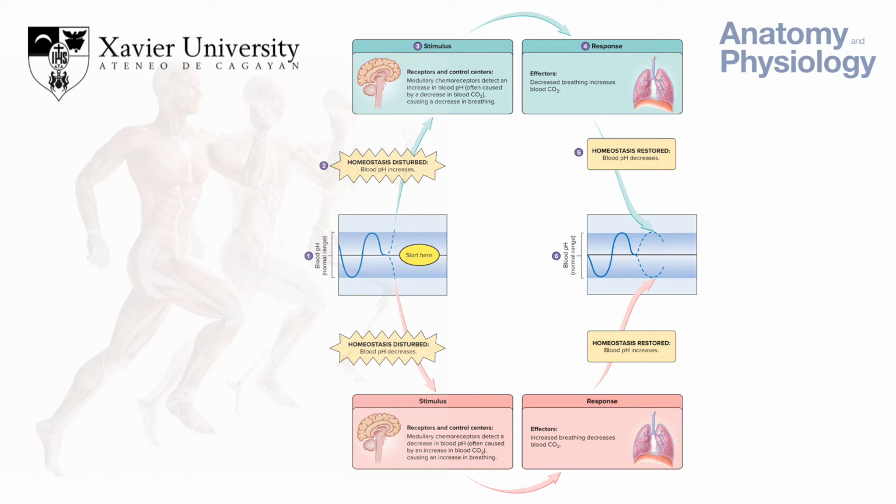While for number 4, the effectors, the diaphragm and other respiratory muscles, respond by slowing their contraction rate, which lowers the rate of breathing. Then in number 5, as a result, more carbon dioxide is retained, which causes pH to drop, so the blood becomes more acidic. And number 6, blood pH returns to its normal range and homeostasis is maintained. Observe the responses to a decrease in blood pH by following the red arrows.